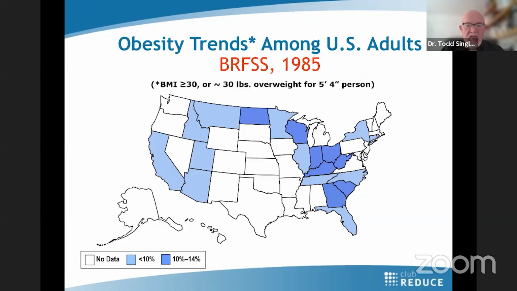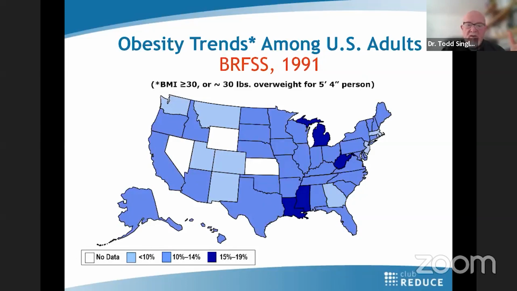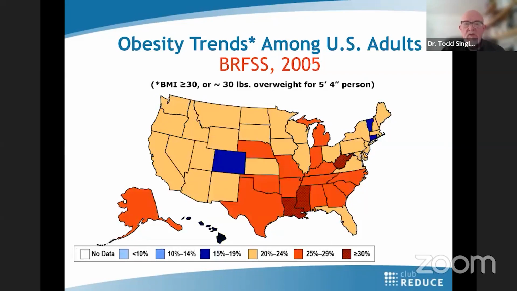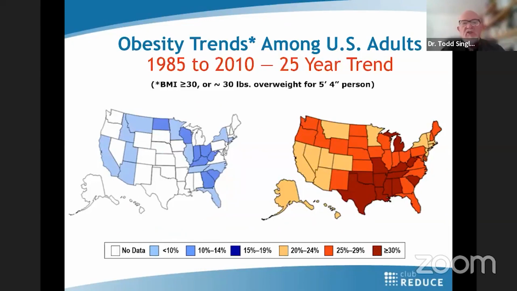So here you see 10 to 14% of the dark blue states obese. Okay, now we go to 1991. Now we're at the 15 to 19% of the dark blue. 2001, 25% are now obese in that state. And it's growing. Here's 2005, 30 plus percent. So this is a growing trend. This is a growing thing. It's not getting smaller. It's getting worse. So here's just a 25-year trend from 1985 to 2010. Look at the difference. And it's not, like I said, it's not getting any better.